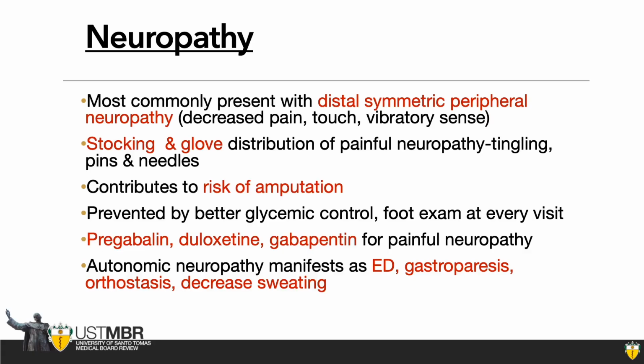Most common cause of neuropathy is distal symmetric peripheral neuropathy, manifested as numbness, tingling, and neuropathic pain, typically following a stocking and glove pattern. Okay, of course, because of numbness, high risk for amputation. Ordinary NSAIDs won't work. You have to give pregabalin or duloxetine. These are anti-epileptic and antidepressive drugs. And autonomic neuropathy can manifest as erectile dysfunction, gastroparesis, or orthostatic hypotension.